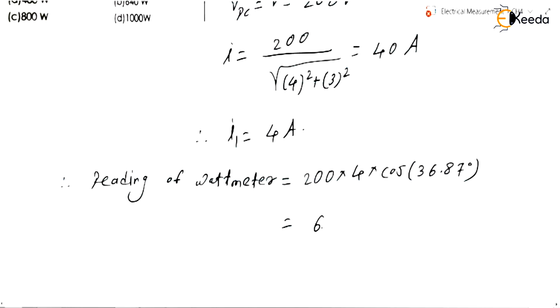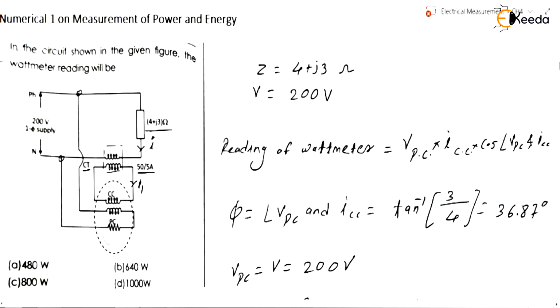If we check, it is equal to 200 into 4 into cos of 36.87, which is 640 watts. Okay, 640 watt, this will be the reading of the wattmeter. So if you check the options, the correct option is option B, right? So this is about the numerical number 1 on measurement of power and energy.